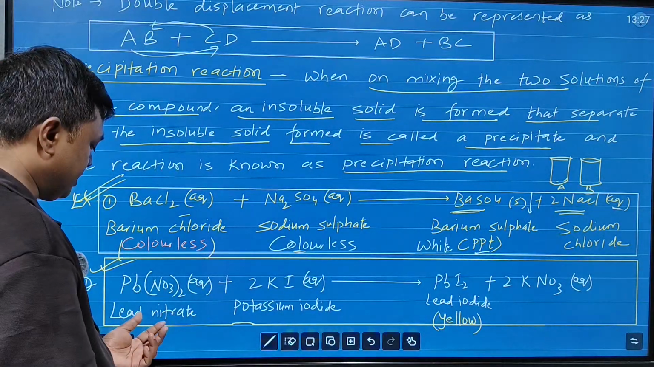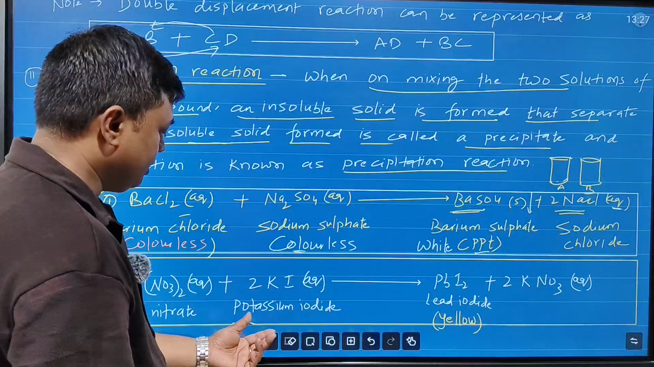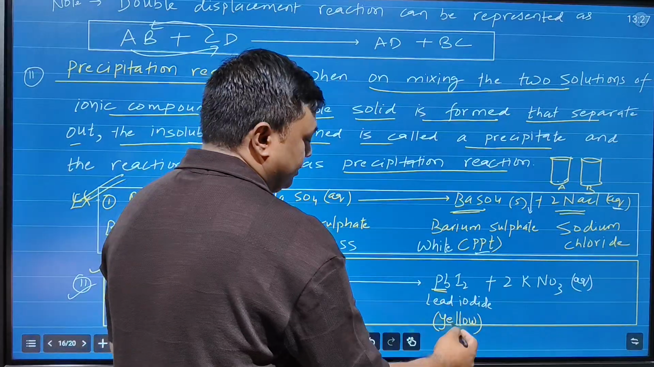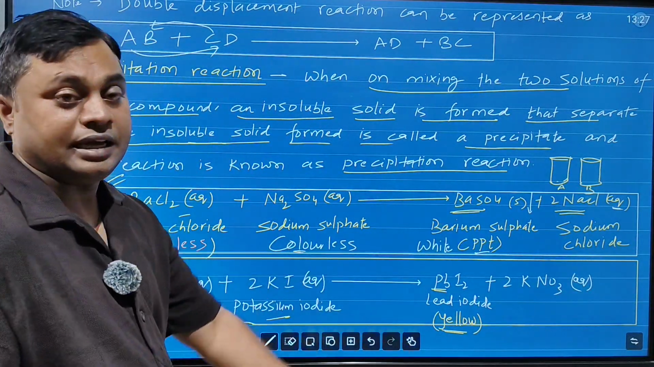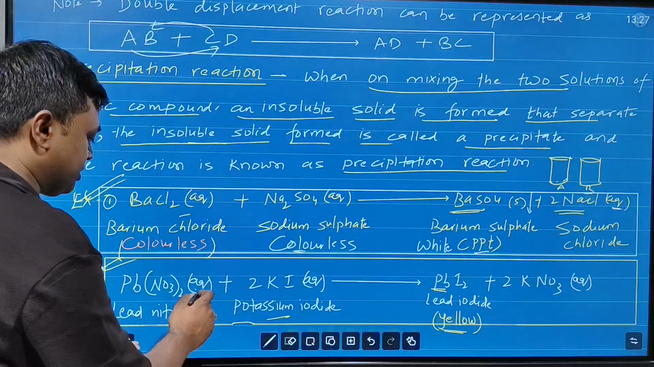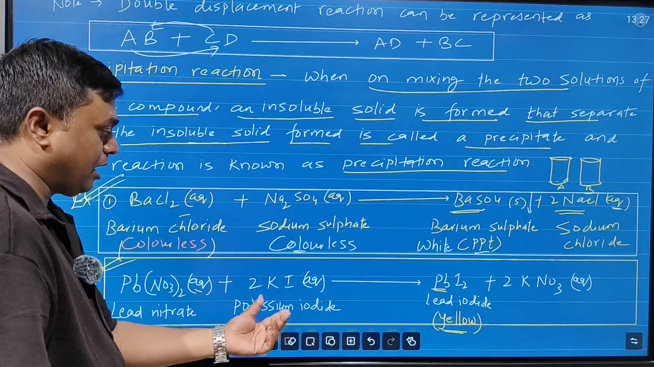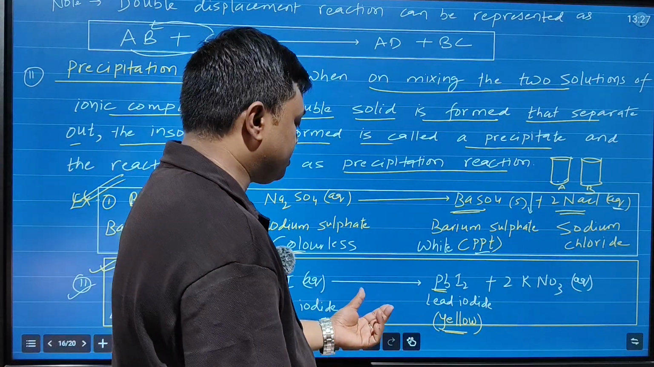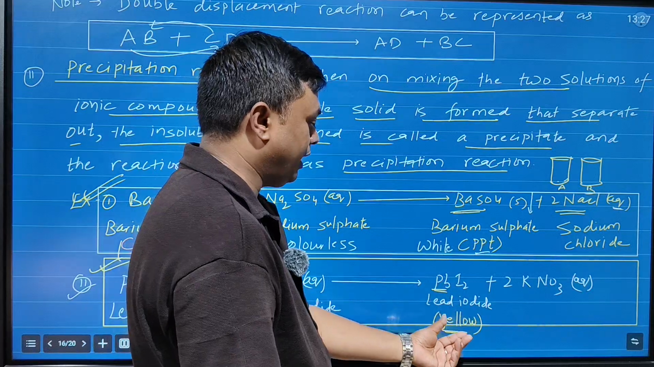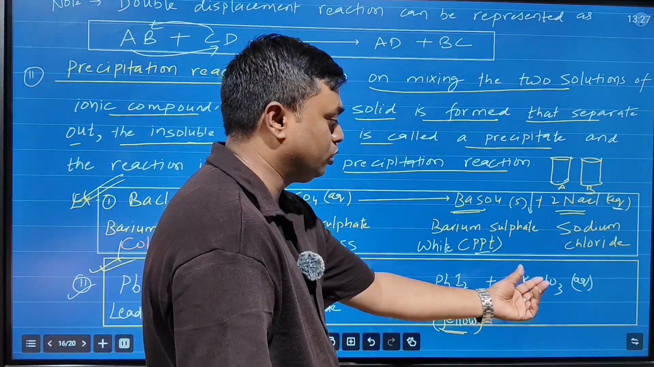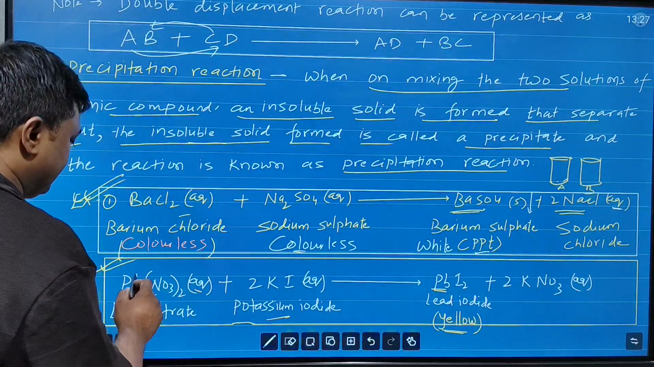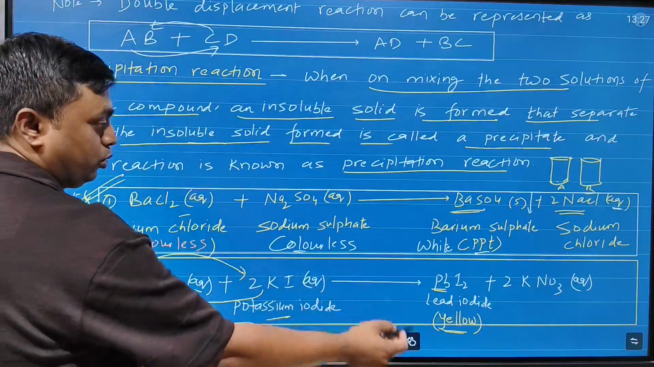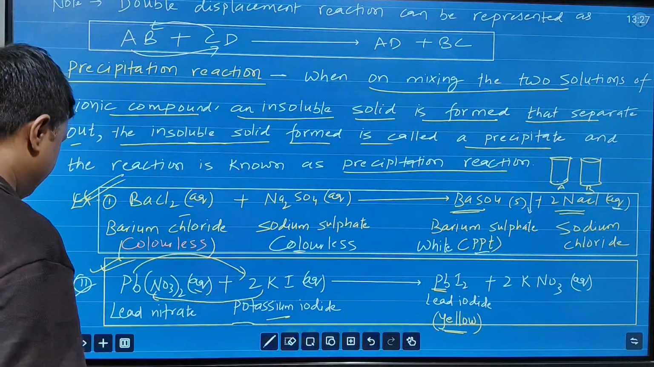Another equation you can see. Lead nitrate solution, which is colorless, and potassium iodide solution, which is colorless. Once you mix these solutions, it will give you a yellow precipitate of lead iodide, plus KNO3. So Pb(NO3)2 aqueous plus 2 KI, that is potassium iodide aqueous. Whenever they undergo a double displacement reaction, PbI2, that is lead iodide, is formed, which is yellow in color, plus 2 KNO3. So what is happening? You can see here lead moving here, potassium coming here. So PbI2 is formed, lead iodide, and KNO3 is obtained. Yes or no?